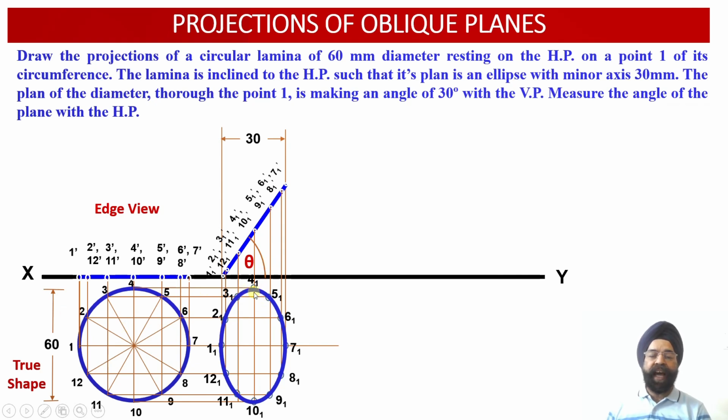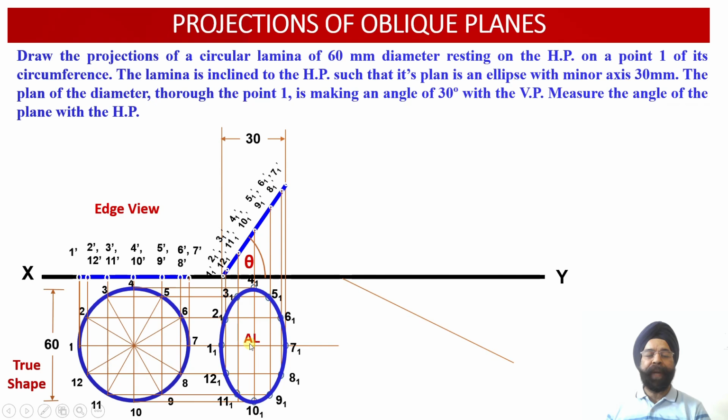So the characteristic is that this diagonal 4 1 10 1 is still true length. Why is this true length? Because even after inclination of this lamina with respect to the horizontal plane at an angle theta, it is still parallel to the horizontal plane. So this diagonal still happens to be true length. But because of the inclination of this diagonal 1 1 dash 7 1 dash with respect to the horizontal plane at an angle theta, we have been able to obtain foreshortening of this diagonal from 60 millimeter to 30 millimeter.